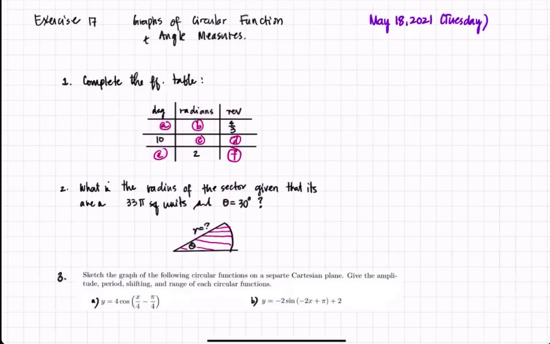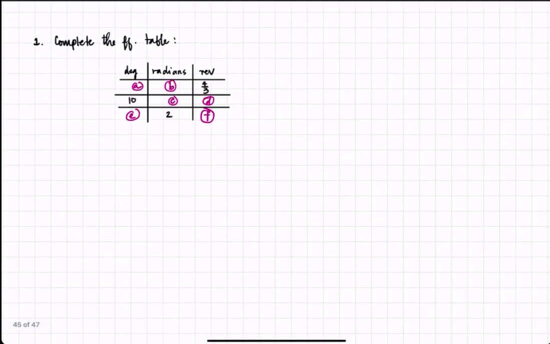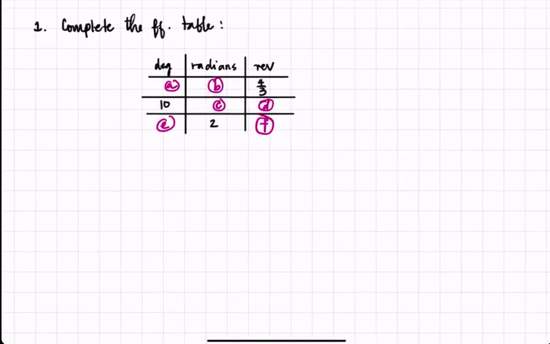Exercises. So, for number 1 and 2, the topic is angles and their measures. Then number 3 is graphing. So, for number 1, let us complete this table: 1A, B, C, D, E, and F. So, it's just conversion, no?